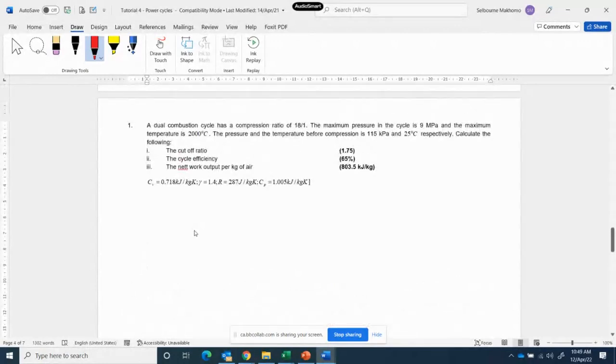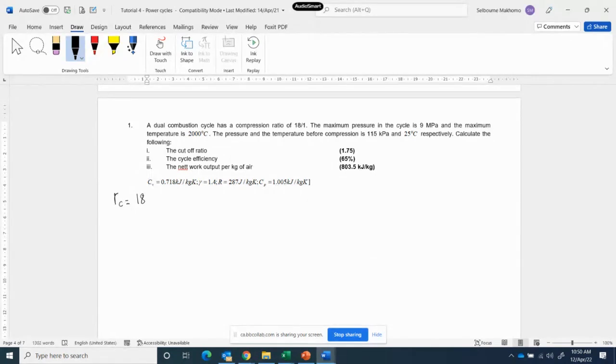The last question here is a dual combustion cycle. A dual combustion cycle has a compression ratio RC of 18. I said dual cycle is the same as diesel cycle. It's just that heat is added twice, at constant volume and constant pressure. The maximum pressure in the cycle is 9 megapascal.